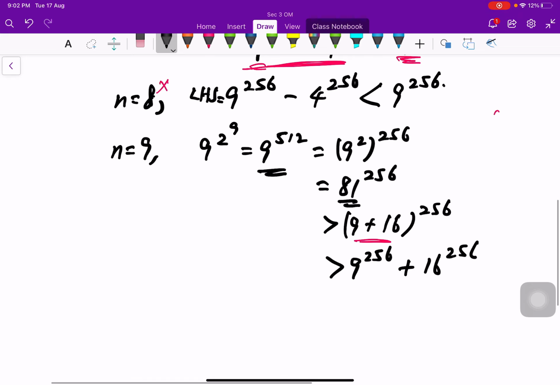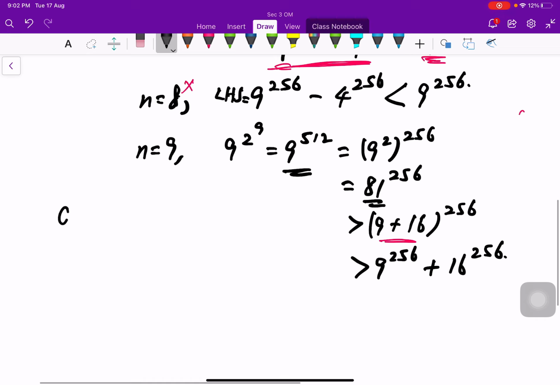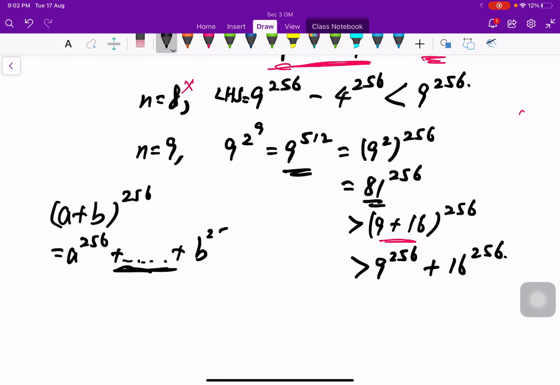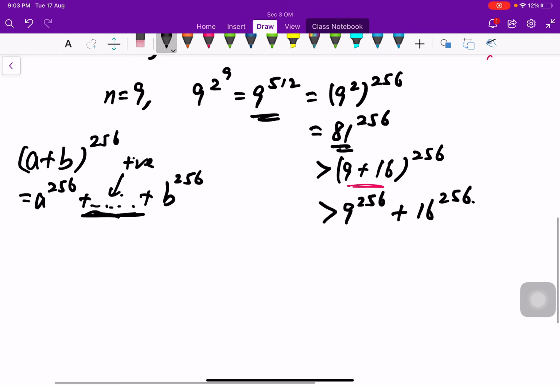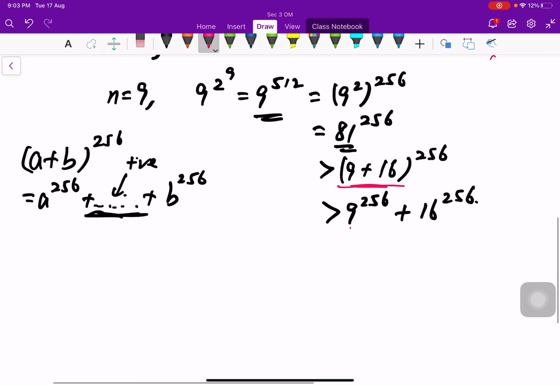Okay, if you don't know the binomial theorem, can I say that A plus B raised to the power of 256, what do you get? You will get A to the power of 256 plus a lot of in-between terms. Then the final term is B to the power of 256. Therefore, can you see that all these terms are positive? Therefore, obviously 9 plus 16 raised to the power of 256 is greater than 9 to the power of 256 plus 16 to the power of 256, right?